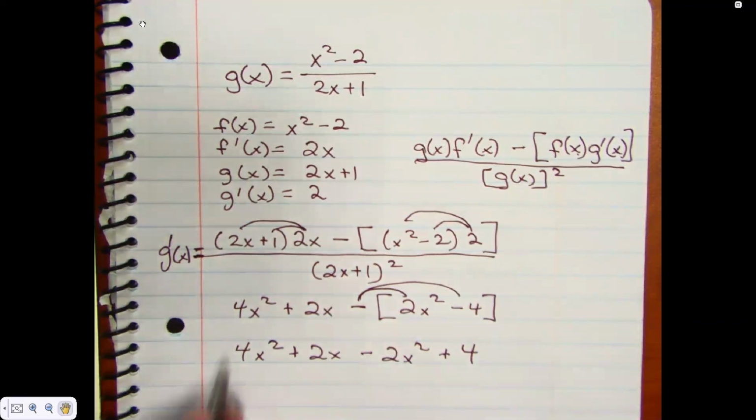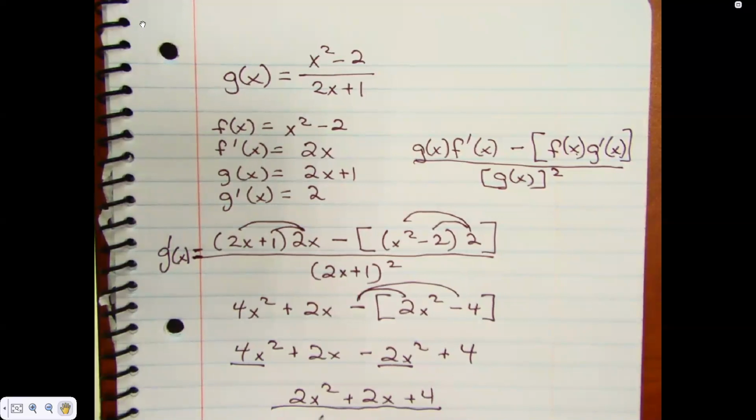We can collect like terms here. We can put those two together. So 2x squared plus 2x plus 4, and then just don't forget your bottom, 2x plus 1 squared. You don't really have to factor the top. If you want to, you can.